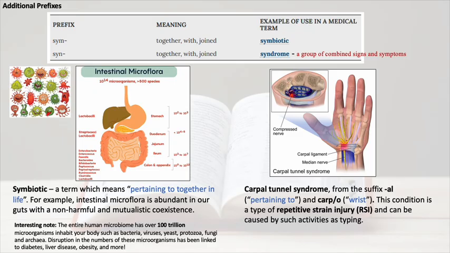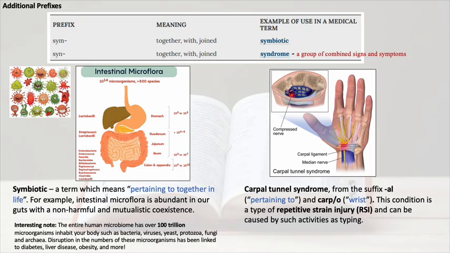It can be caused by activities like excessive typing on a computer, or people who work, for example, in grocery stores and who are repetitively sliding items across the barcode scanner. That repetitive motion can be associated with the compression of nerves and tendons in the wrist. This can lead to pain, numbness, and tingling in the hand. So, syndrome, again, refers to a group of combined signs and symptoms.